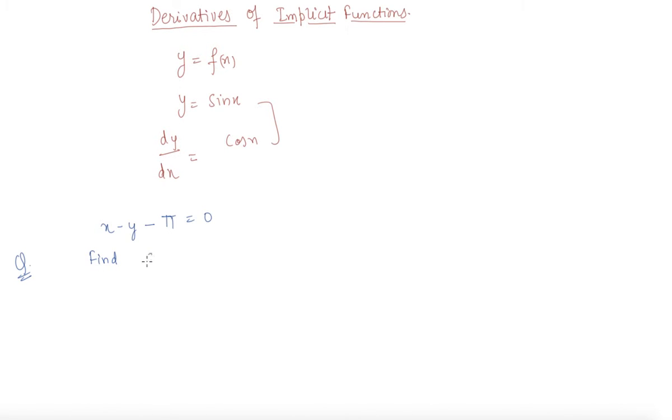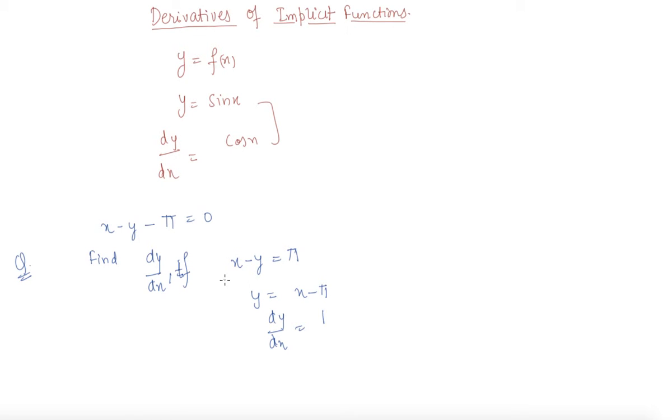The question given to us is: find dy by dx if x minus y is equal to pi. One way is to solve for y and rewrite the above as y is equal to x minus pi. In that way also we can find dy by dx by differentiating this function, which is 1, because pi is a constant and the derivative of a constant is always 0.